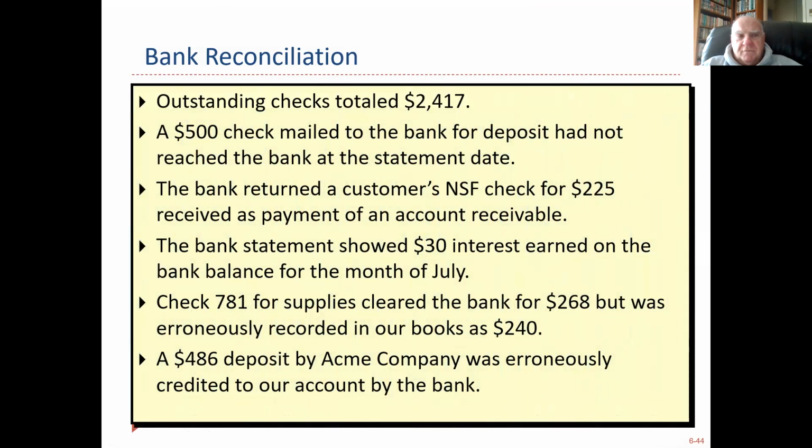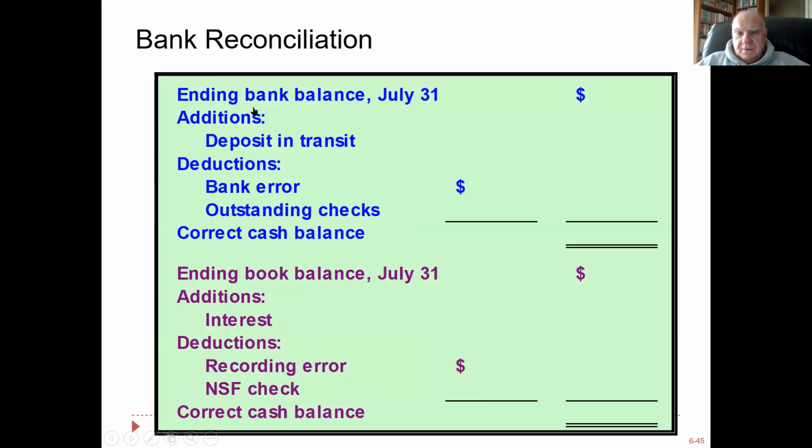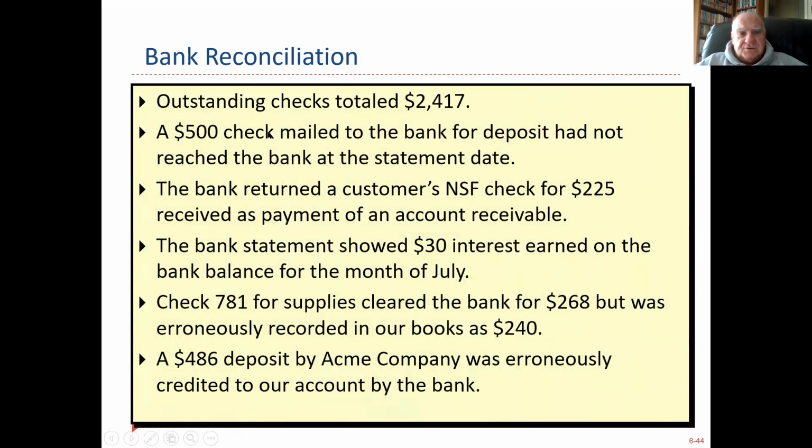And then they're giving us some other information. They're giving us the outstanding checks. They're telling us that this is a deposit in transit. A check mailed to the bank for deposit had not reached the bank. Here's a bounced check. We found this out when we looked at the bank statement.